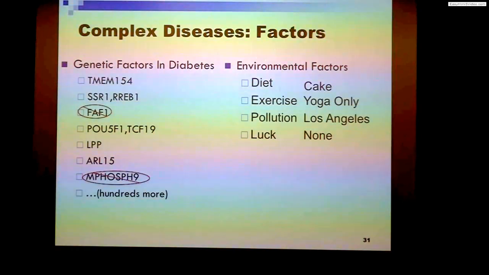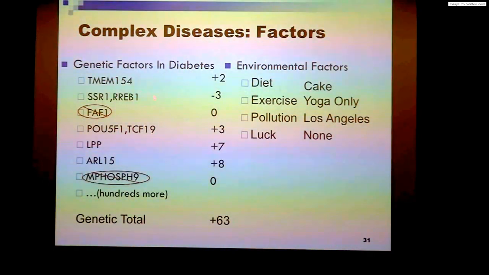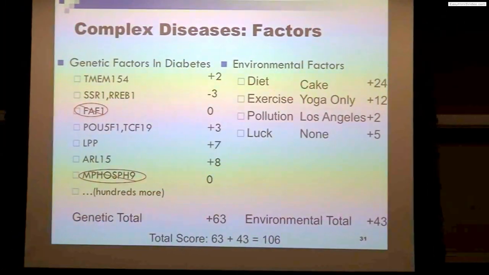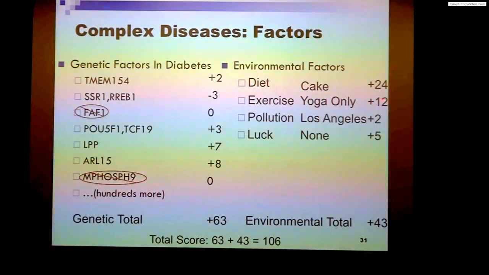We'll talk about how we can compute these things later, but let's say having this variant gives you 2 points, this one gives you -3, you don't have this variant, so you get a 0 here, this one gives you +7, +8, and then 0, and so your genetic total is 63. Similarly, for your environmental total, cake is really bad, yoga is not great for you, living in LA is not perfect, but not that bad. Being unlucky is this, and your environmental total is this. If you sum these two together, let's say if you have a score over 100, then you have diabetes. That's how it works.